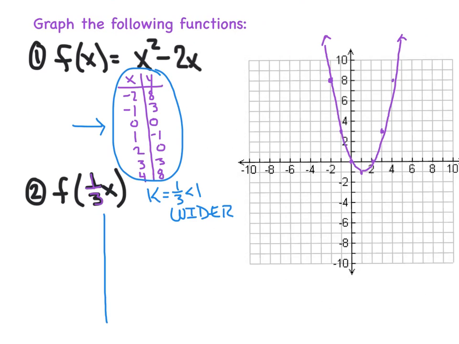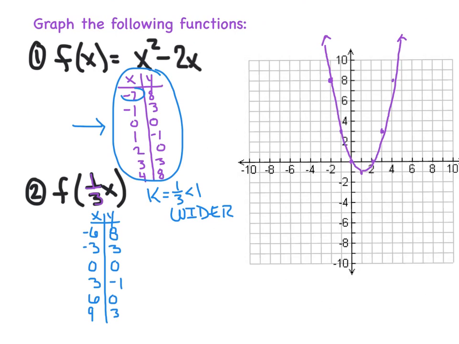And so my new table of values is, for instance, this -2 is now going to be -6, 8. And then it goes -3, 3. 0 stays 0. The 1 turns into a 3. The 2 turns into a 6. The 3 turns into a 9. And that's about all that I'm going to have room for on my graph.